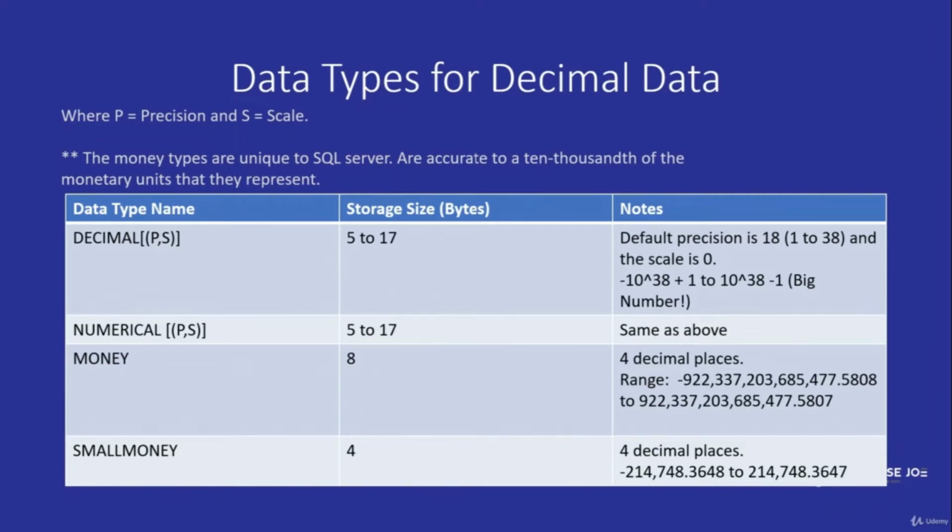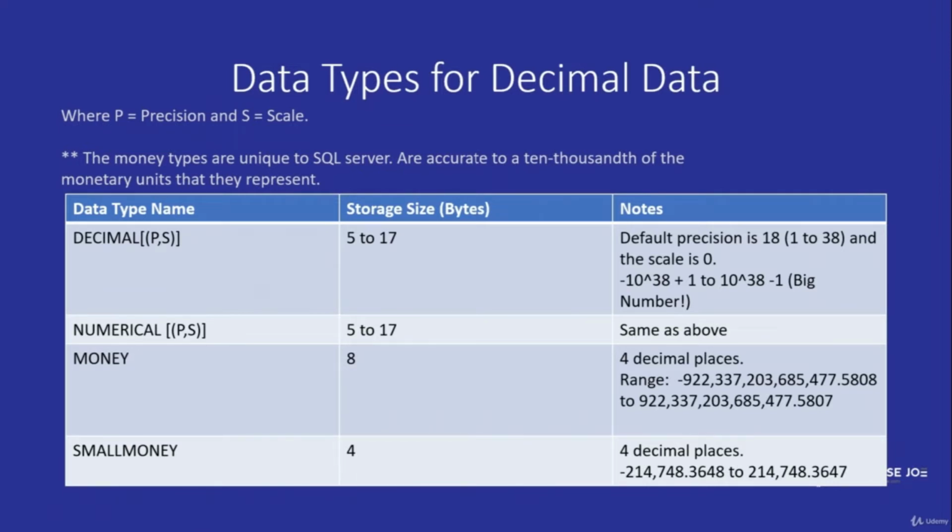The scale means the number of decimal digits stored to the right of the decimal point. It's worth noting that scale can only be used in conjunction with precision. Scale is subtracted from the precision to determine the maximum number of digits to the left of the decimal point. Storage size ranges from 5 to 17 bytes depending on the precision used.